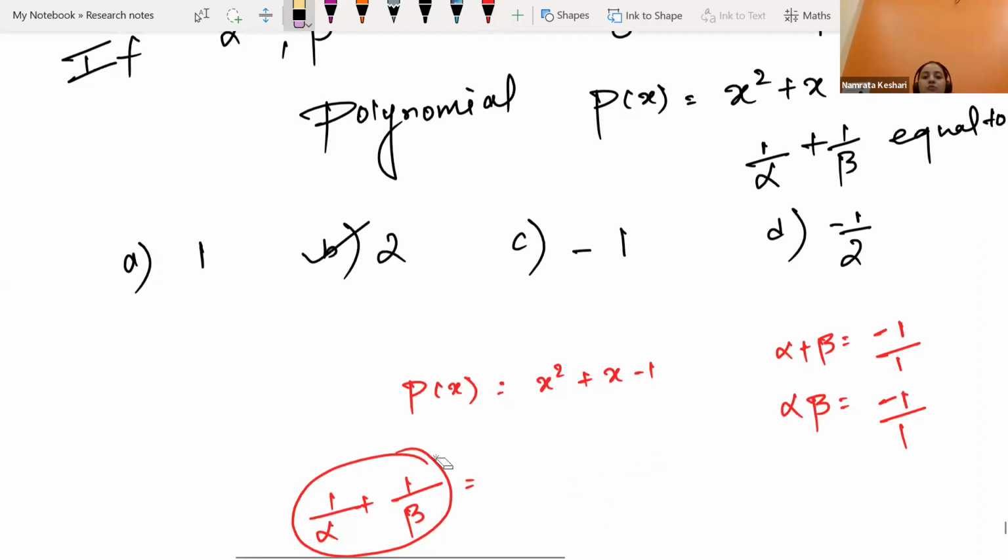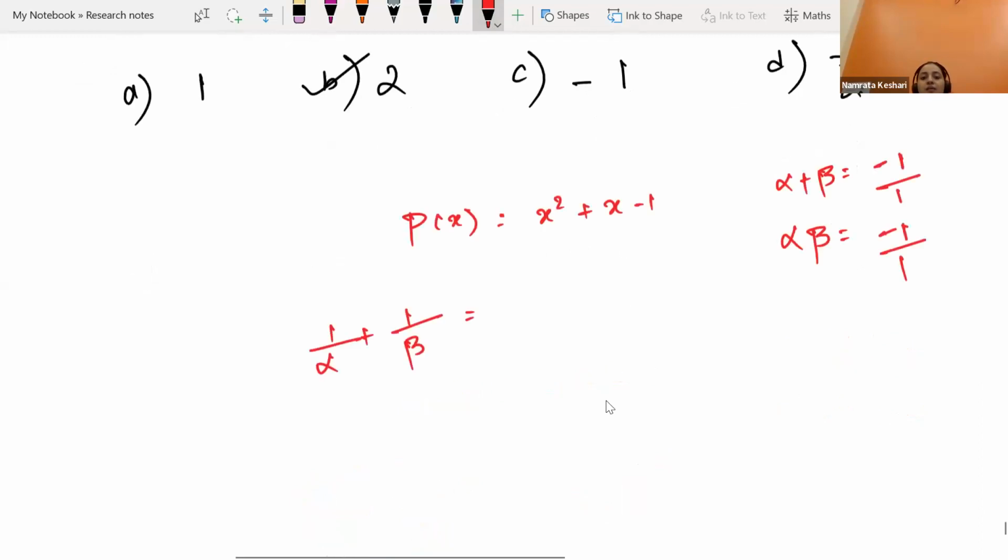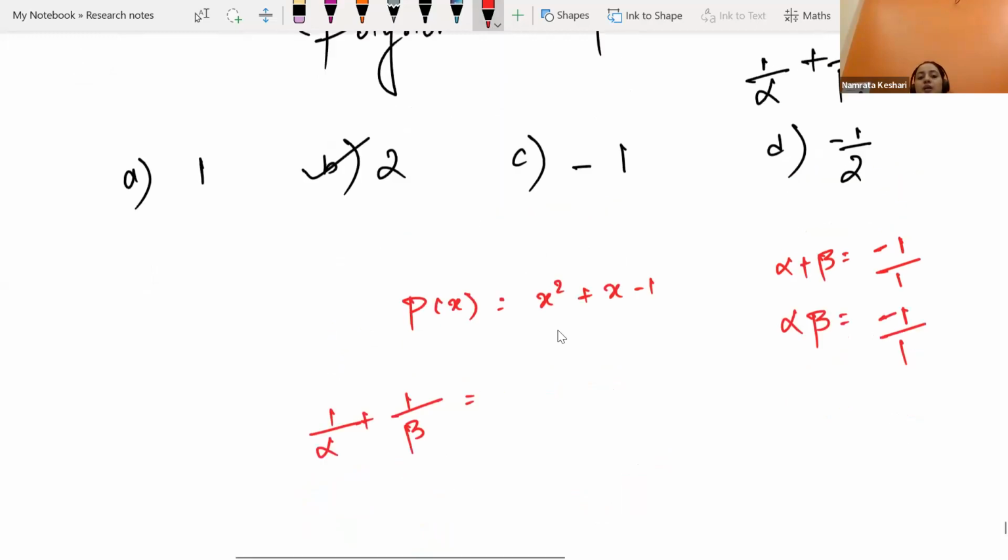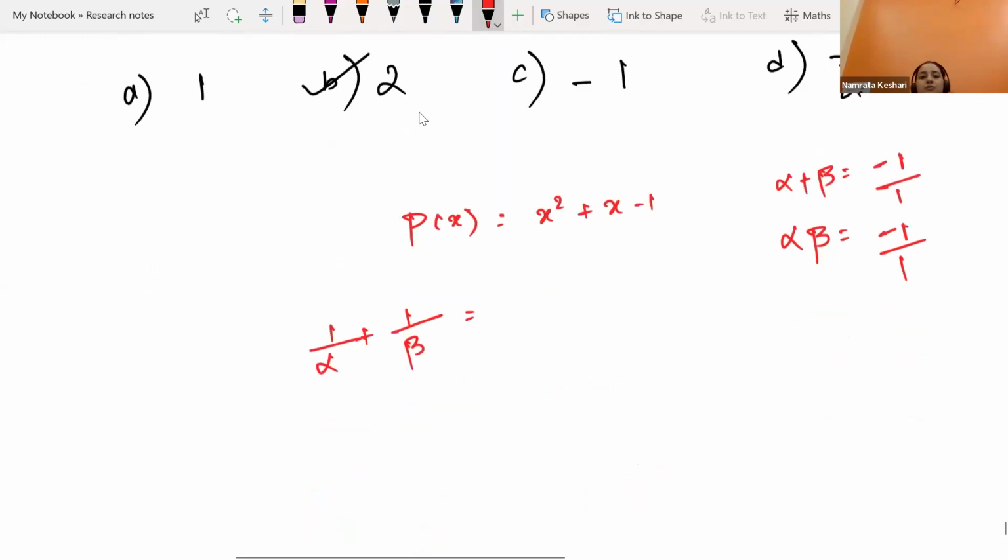Ma'am, I was confused in this part, so I thought I should take minus 1 as the LCM. Yes, rest of the students. Adyan, you also answered that B is the correct option. How did you find it?